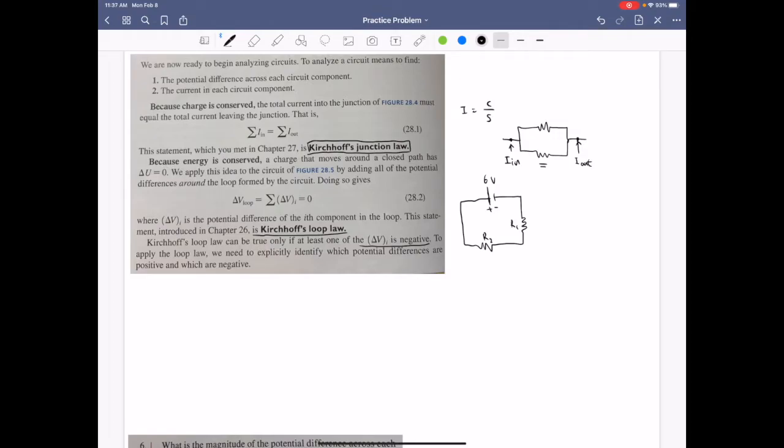So we need to know which parts are positive and which are negative. For example, this is the 6 volt battery. These two have to be -3 volts each, for example. It can be other values, but these two have to add up to -6. So when you add these up, they equal 0.